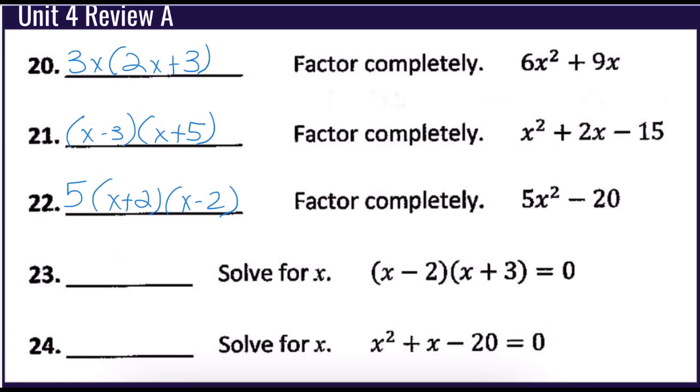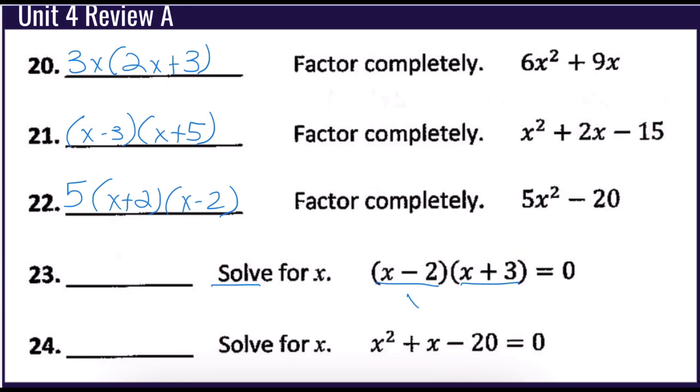So 20 through 22 have all been just about factoring. 23 and 24 finally give us an equal sign and they want us to solve. So what we are going to do is look at these already factored binomials and say x minus 2 times x plus 3 equals 0. Well, then all we have to do is use that zero guarantee. If these two things multiplied together equals 0, then one of them on its own also has to equal 0.